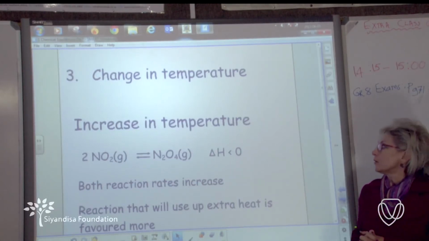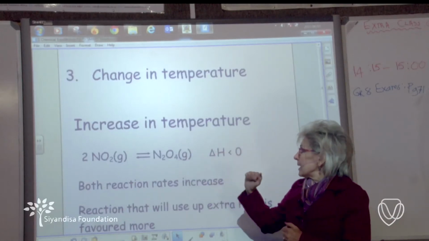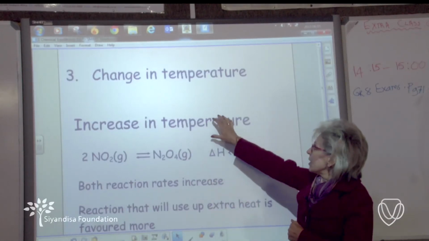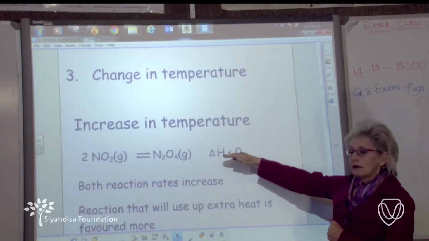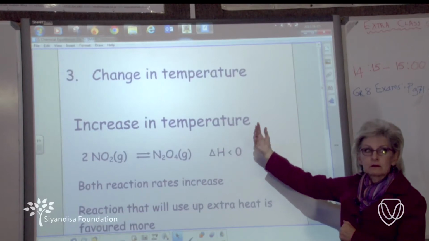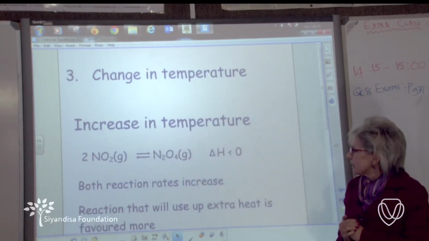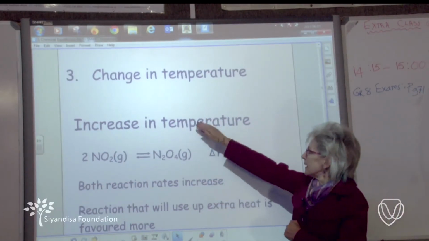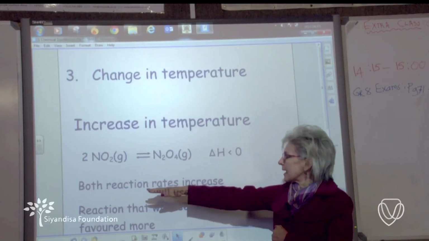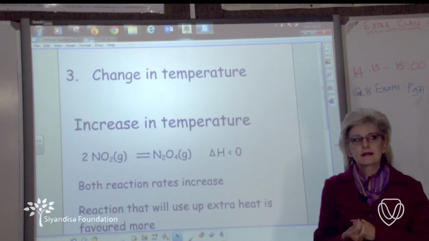So first of all, if you increase the temperature, this is my chemical reaction. I cannot answer a question on temperature if I do not know about the delta H value, or the fact that heat is either added in the reactant or in the product part of the reaction. So the first thing, when there's a temperature increase, that I have to know is that both reaction rates will increase. Why is this?